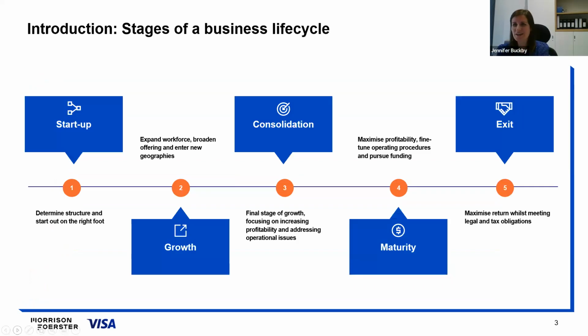So I think to kick off, we just wanted to provide a little bit of context as to the stages that a business may go through in terms of its life cycle. And typically that would be moving from startup through to growth, consolidation, and then finally into maturity and exit. And really the intention today is to walk you through those 4 key legal considerations that every business owner needs to know within that context.